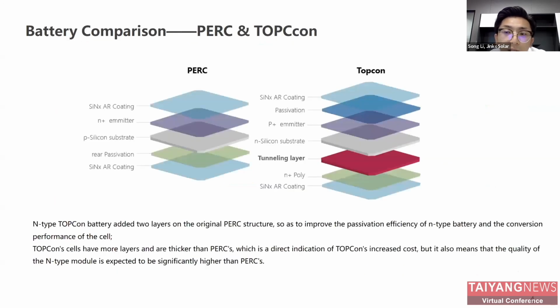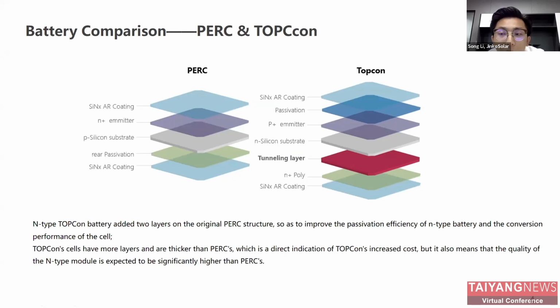The main components we see in the market are mostly PERC batteries. Our new module uses N-type TOPCon batteries, as shown on the right side. In terms of the production line, the structure of the two cells is very similar, but we have replaced the silicon substrate with N-type. In terms of the battery structure, we add 2 layers to the original PERC structure to improve the passivation efficiency of the TOPCon cells, especially this red one, the tunneling layer, and the conversion performance of the cell.